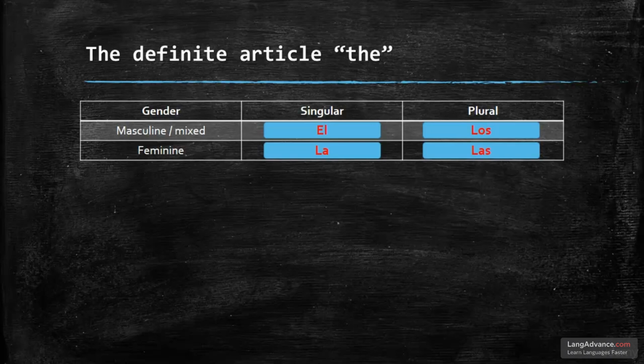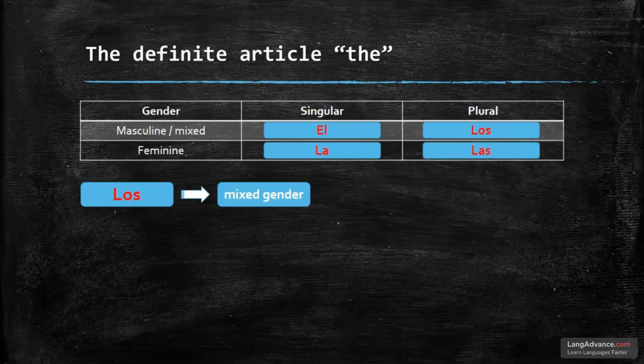The masculine plural definite article los is also used to indicate a group of mixed gender. Thus, los gatos could refer to a group of 3 male cats, or it could refer to a group of 2 female cats and 1 male cat.